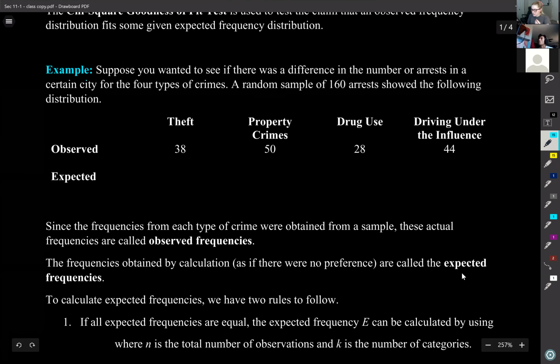So it says below, since the frequencies from each type of crime were obtained from a sample, these frequencies are called the observed frequencies. So if you're ever given a problem like this, and it tells you that a sample was taken and this was the frequency of each thing that occurred, or maybe it's not even an event, but something else, but it gives you the frequencies of things from a sample, that's what's called the observed frequencies.